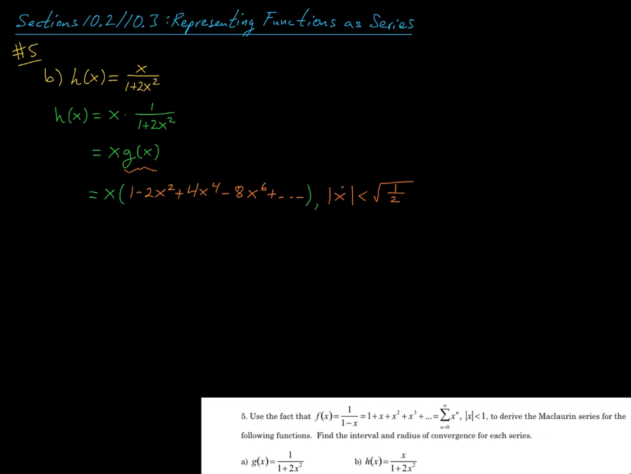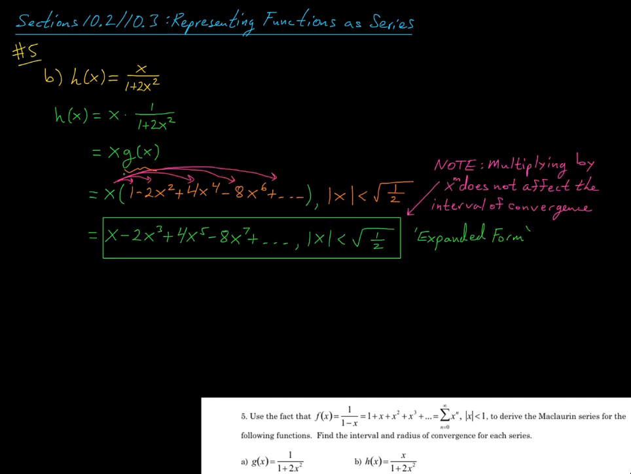Here we have that g of x is equal to this series for x strictly less than the root of a half in absolute value. And now I'm going to go ahead and distribute that x. So this is going to give me x minus 2x cubed plus 4x to the 5th minus 8x to the 7th, and so on. Note that if I multiply a series by x to any power, in this case I'm just multiplying by x, but more generally, if I multiply it by x to the m, where m is some positive exponent, this will not affect the interval of convergence.